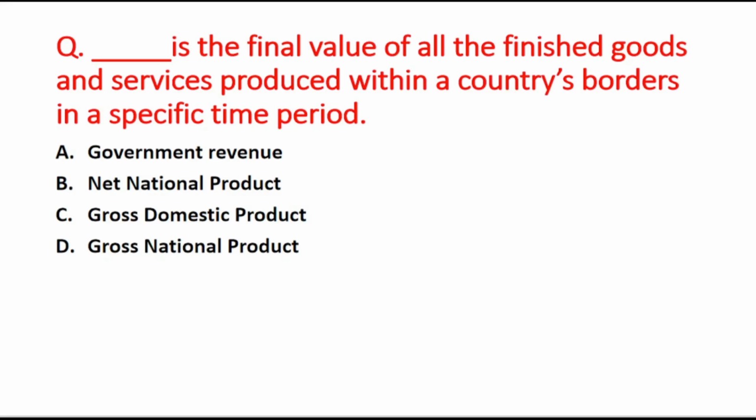Next is, blank is the final value of all the finished goods and services produced within a country's borders in a specific time period. A option is government revenue, B option is net national product, C option is gross domestic product, and the last option is gross national product. The right answer is option C, gross domestic product, that is GDP.